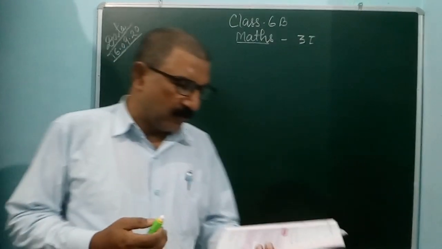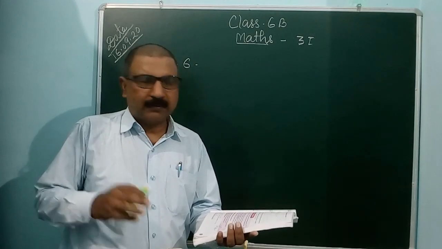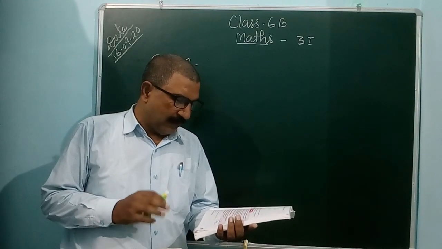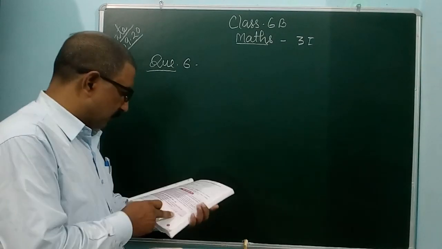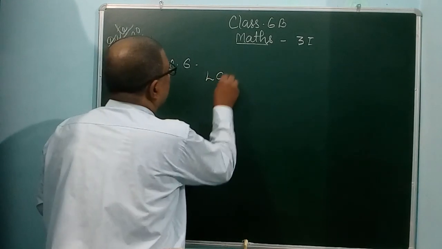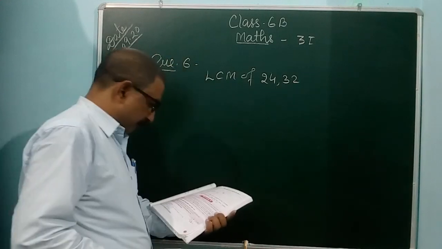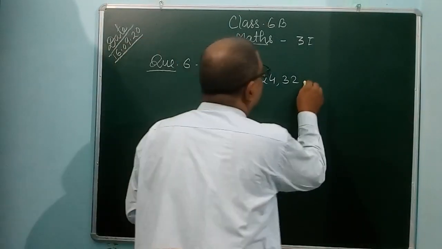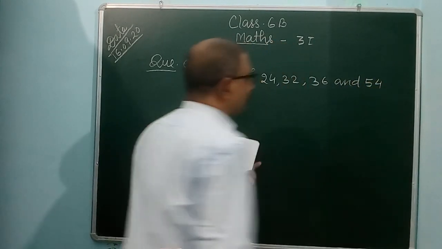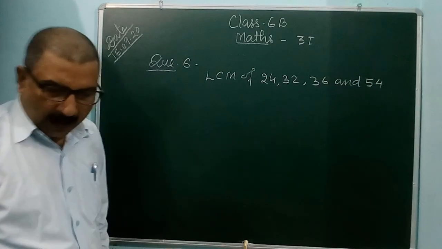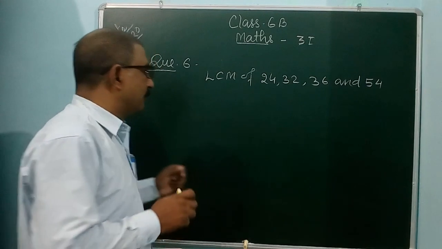So in this case also you can find the LCM of the numbers, and after that you can find that number. At last you can subtract 5 from the LCM. So find the LCM of 24, 32, 36 and 54. After finding the LCM, you can subtract 5 from that LCM.